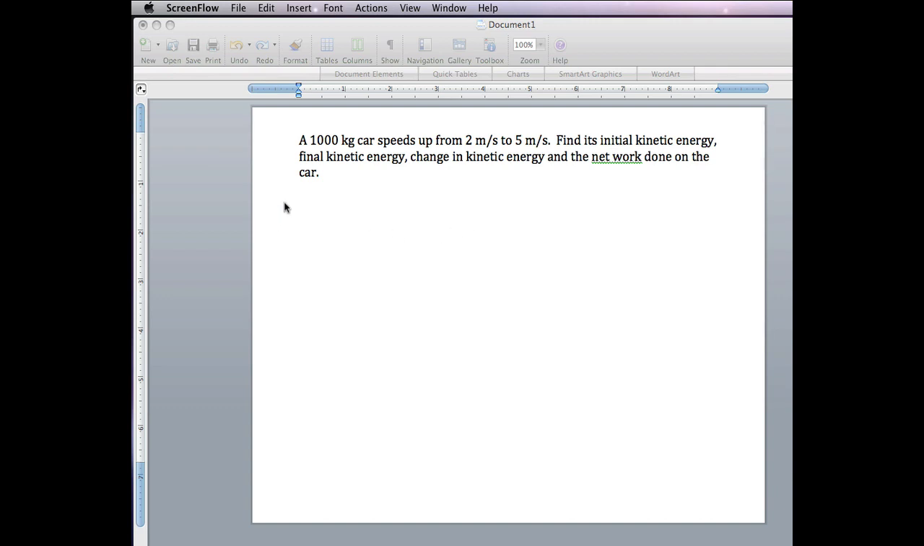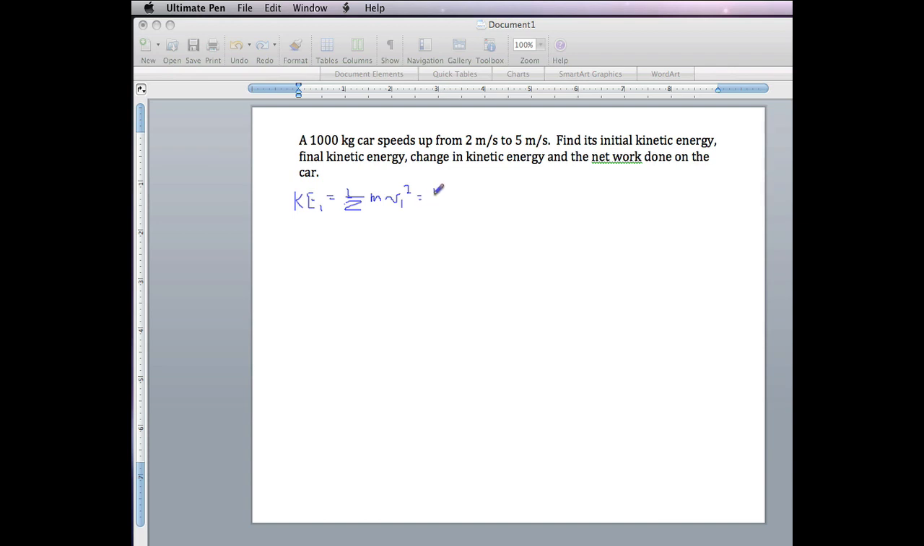First thing we want to find is the initial kinetic energy. We'll call that KE sub 1. We know that kinetic energy is 1/2 mv squared. This is the initial velocity of the car, so we'll plug in v sub 1.